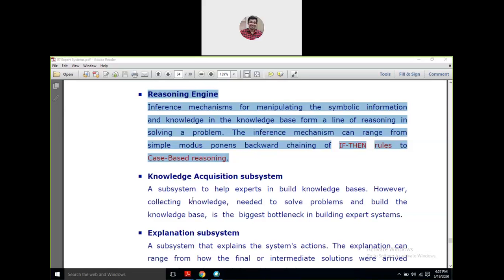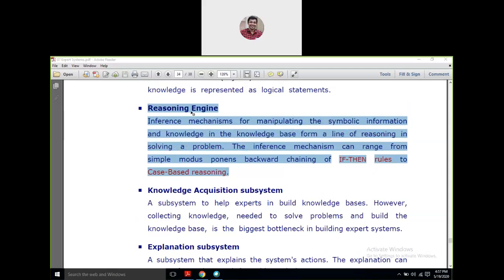Now, the knowledge acquisition subsystem is a subsystem to help the experts in building the knowledge bases, right? We have already seen how we perform the knowledge acquisition process by the use of the knowledge engineer and in the presence of the expert. We may need more than one expert also.